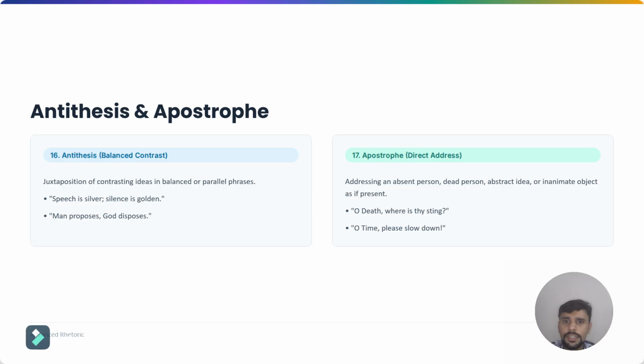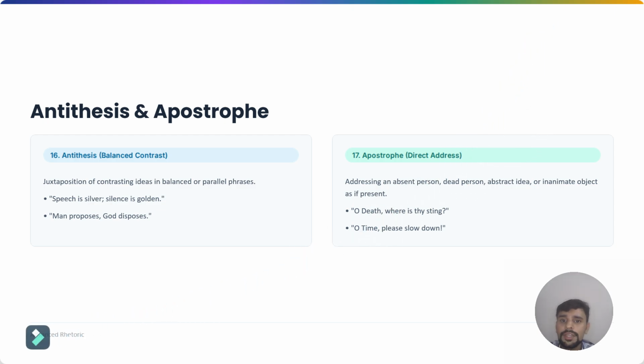Now let's look at apostrophe. This is not the punctuation mark. In literary terminology, apostrophe means addressing an absent person, a dead person, an abstract concept, or an inanimate object as if it were present. For example, O death, where is thy sting? Death cannot literally answer. Or, O time, please slow down.